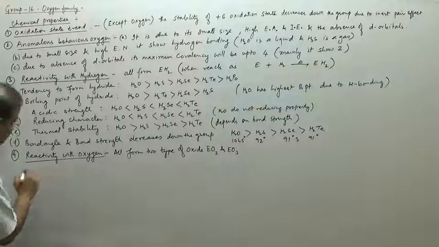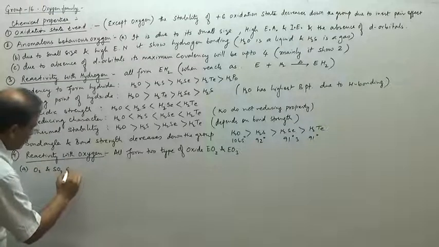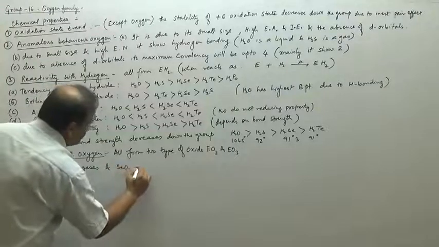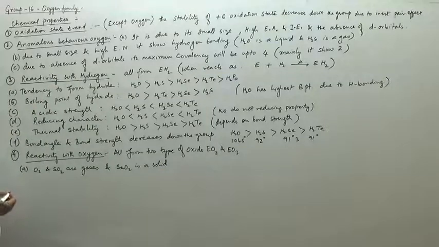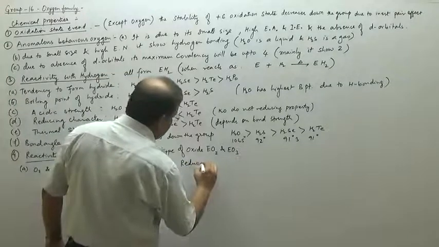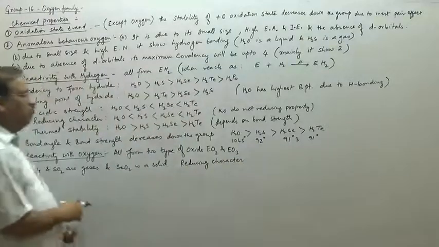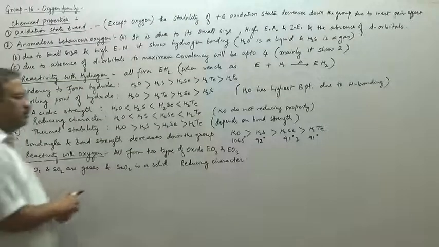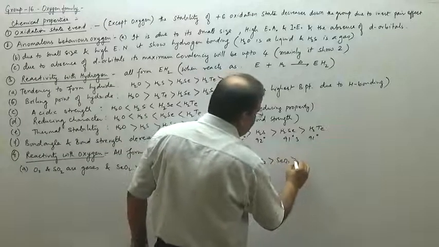So we write that SO2 and SeO2 are gases, whereas TeO2 is a solid. Regarding the reducing character, because all are oxides with the element in the +4 state, they will have a reducing as well as an oxidizing property. The reducing character between these is that SO2 is more reducing than SeO2, which is more reducing than TeO2.